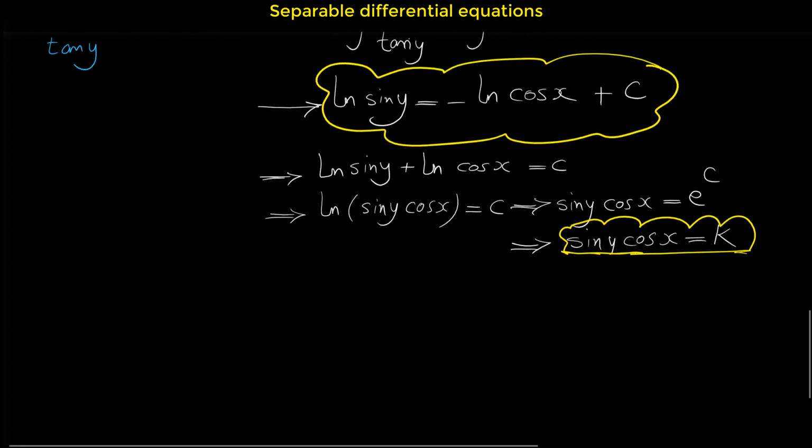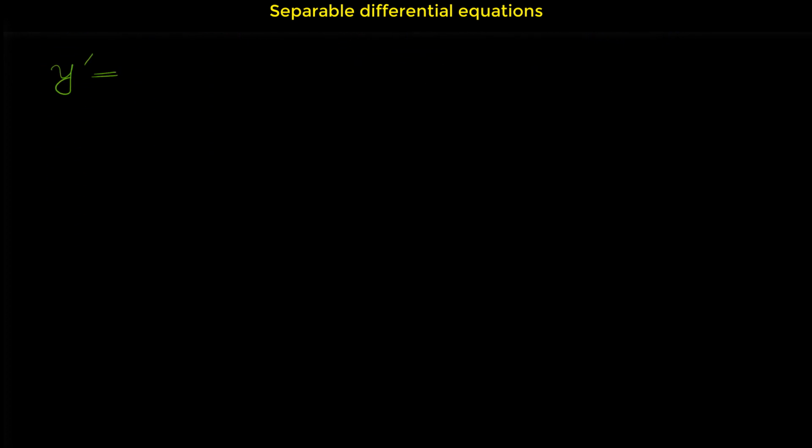Let me show you one more example. y prime equals e to the power of 2x minus y. Similar to the previous question, first, instead of y prime, we write dy over dx, because y prime is actually dy over dx, equals e to the power of 2x minus y. Note that e to the power of 2x minus y can be written as e to the power of 2x times e to the power of negative y.